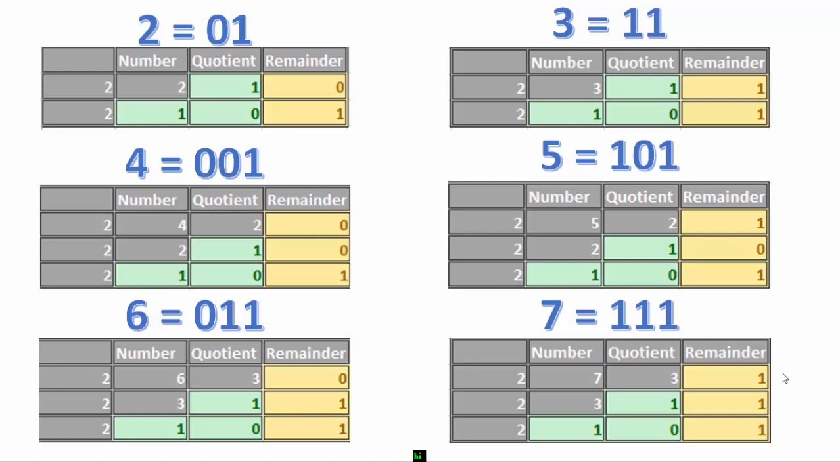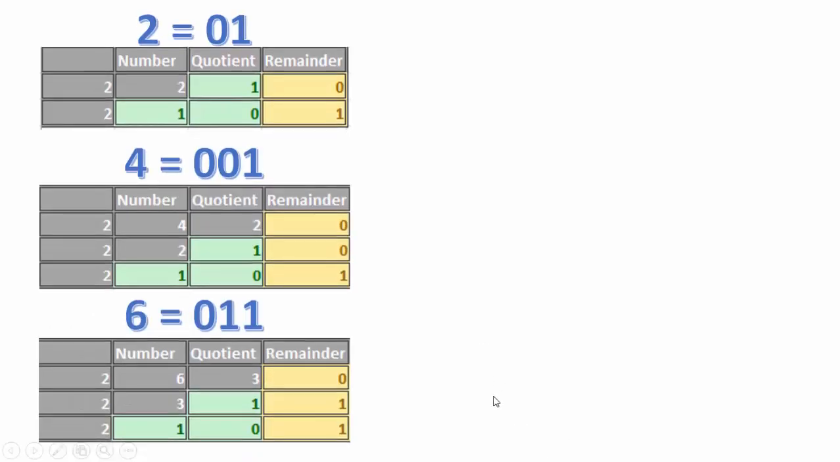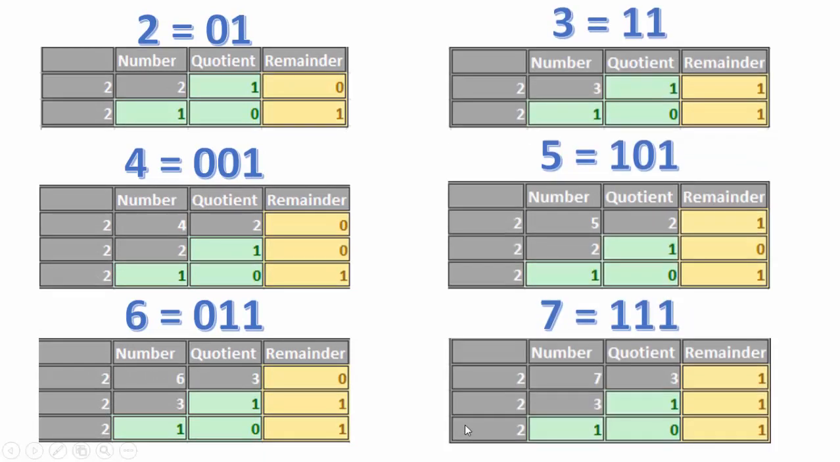Okay, so let us once again consider decimal to binary conversion of the following numbers. We have listed down numbers from 2 to 7 and we have calculated their binary representation using the double-double method. And there is one peculiar thing which we can observe in these numbers.